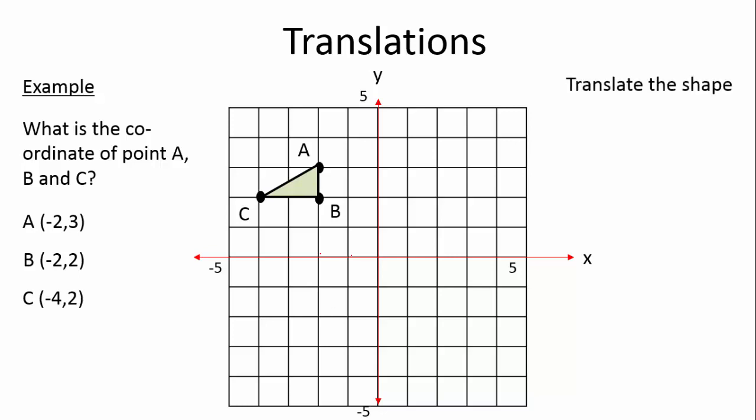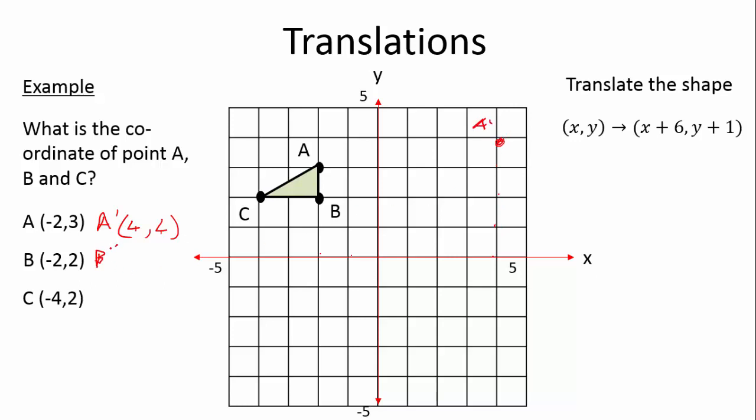So you are asked to translate the shape. X and y must go to x plus 6 and y plus 1. Right? So how are we going to do that? For every coordinate here, x must go plus 6 across and y must go plus 1. So we're going to call this A dashed. A dashed, x plus 6: -2 plus 6 is 4. 3 plus 1 is 4. So we're going to move that A to 4 and 4. That's 1, 2, 3, 4, and then 1, 2, 3, 4. That's going to be our A dashed.